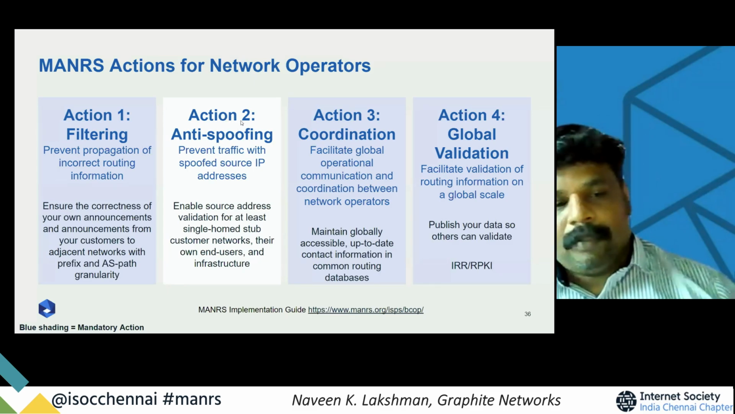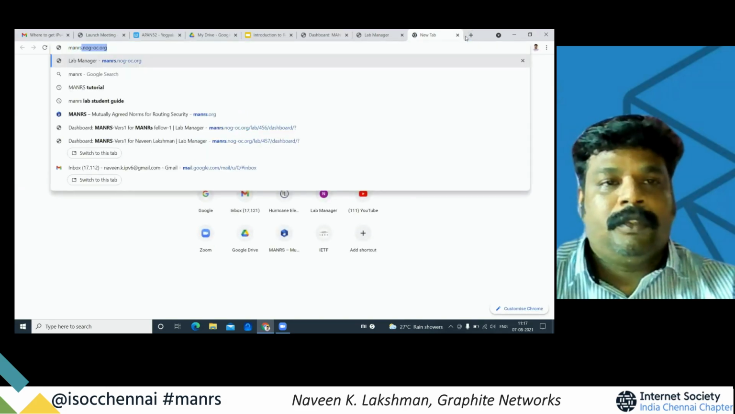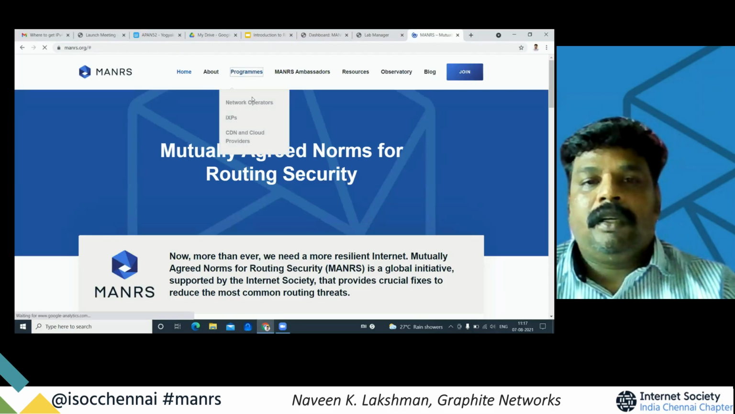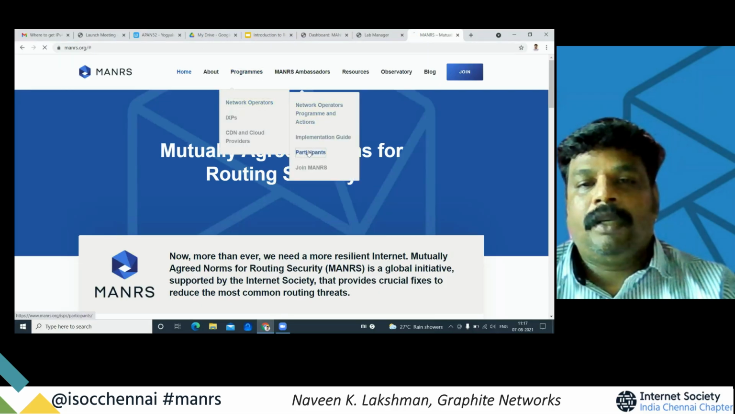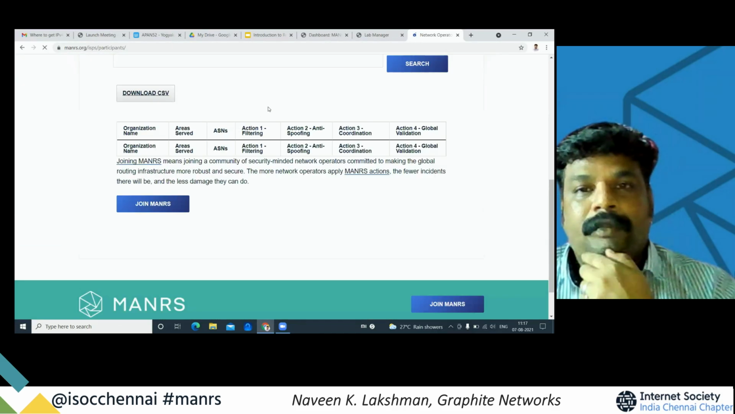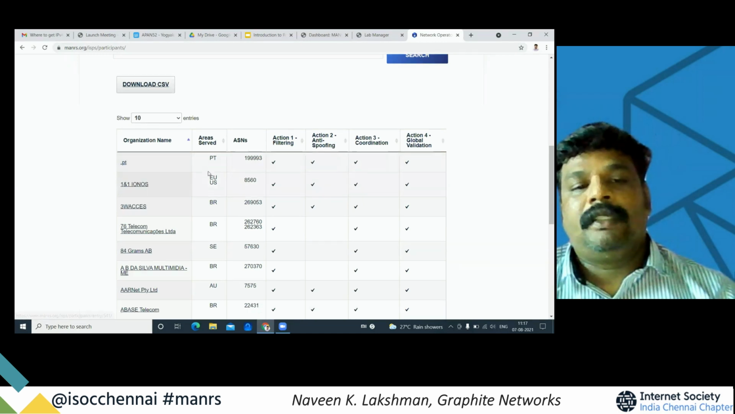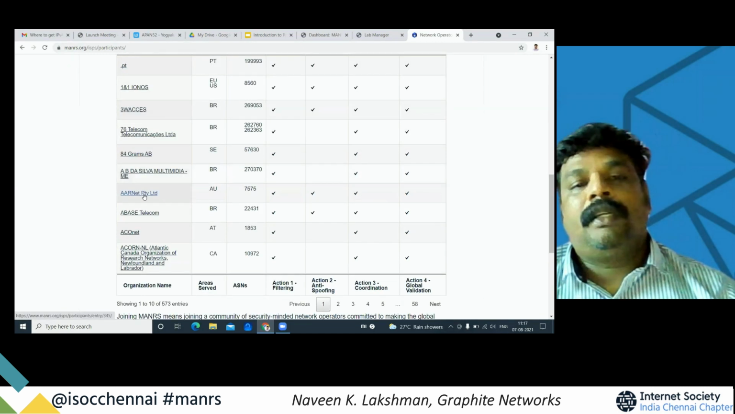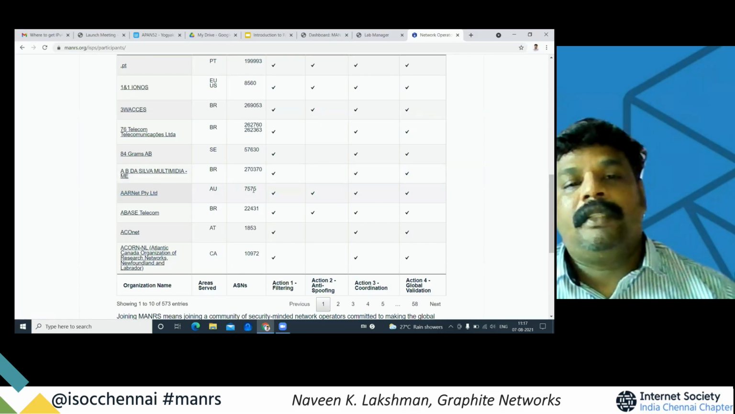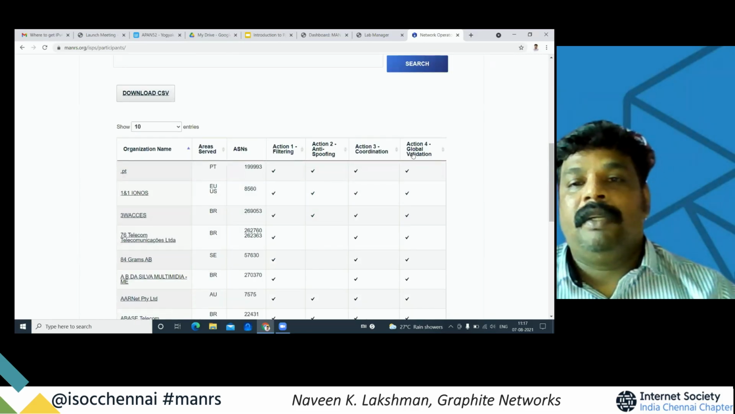So let me show you what those things are. So you can see that if you're a network operator and you want to sign up for the program, you have to implement all these. Let me show you, just populating it. So you can see, for example, AARNet is an educational network based in Australia. You can see their AS number is 7575, the country code, and they have implemented the actions.